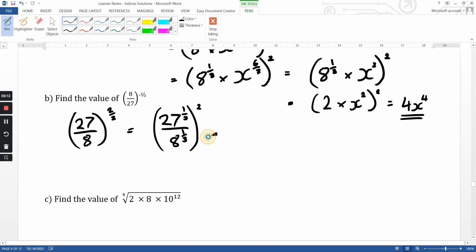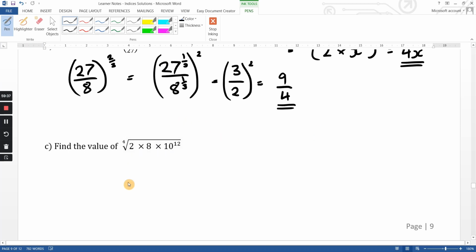Okay, so it's the cube root of 27, which is 3. Cube root of 8, which is 2. Still got a square on the outside. So 3 squared is 9. 2 squared is 4. There you go. Yeah, you can leave your answer as a fraction. That's a good one.